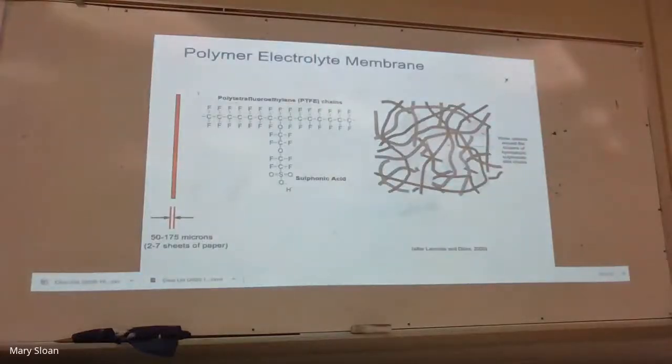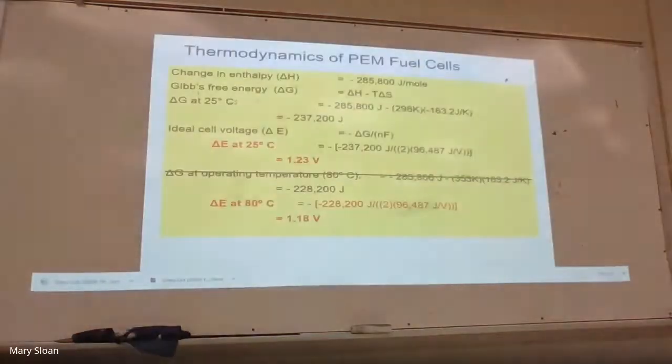This is a breakdown of what a polymer is. It's even getting smaller, inside the water molecule that's going on. And then thermodynamics of a fuel cell, so it's just basically showing you how to do it through thermodynamics, which we're going to do in a couple of days, on how to do the calculation for the change in energy.